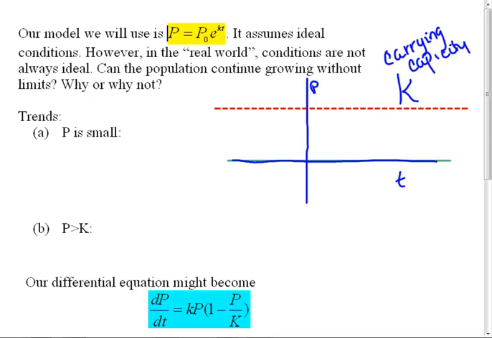So I don't want the population to be 0. There it is. That's a logistic curve. You will never have to solve the differential equation. Okay, listen to me carefully. You will never have to solve a logistic differential equation. So if they ask you to solve a differential equation, it's not logistic.